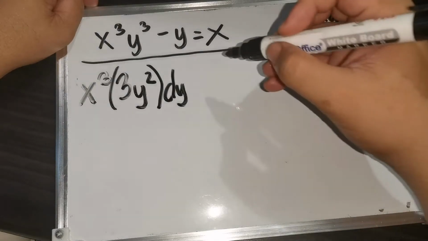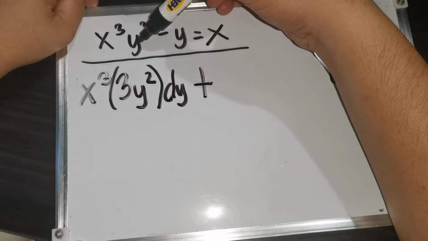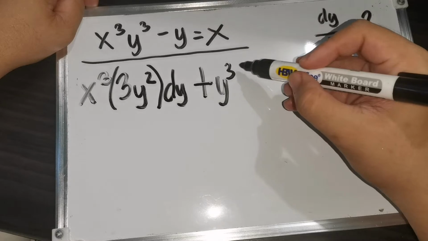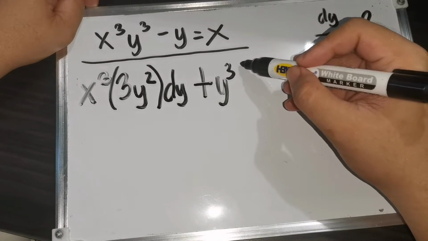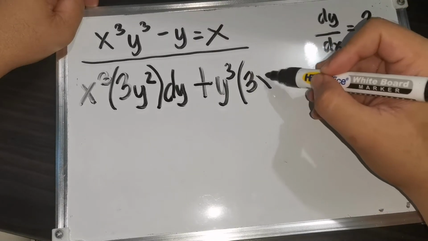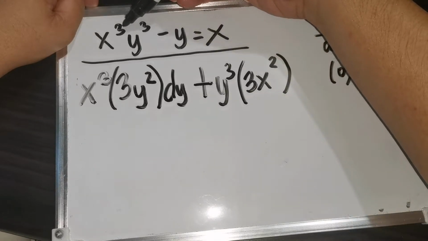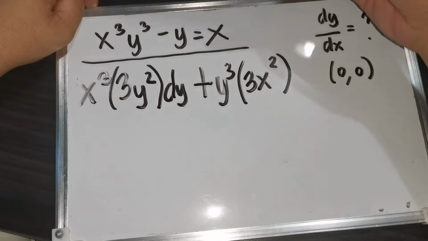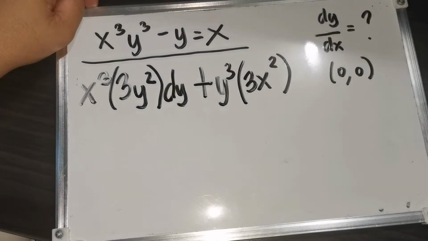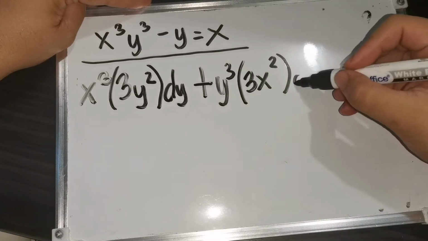Now, plus, then we copy your second variable here, so that will be y cubed. Then we take the derivative of your first variable, which is x. So that will be 3x squared. We multiply this exponent to the numerical coefficient here, then we subtract 1 from the exponent. That's why it's 3x squared. Then the next thing is that we need to put here dx.